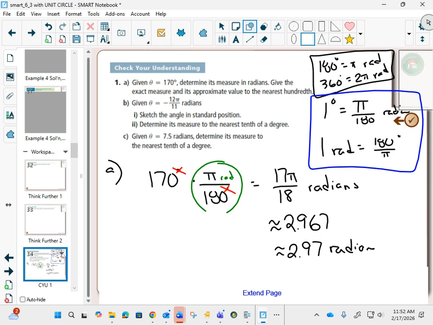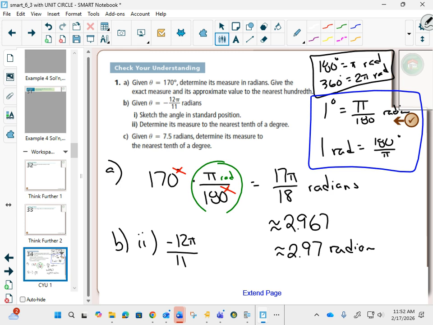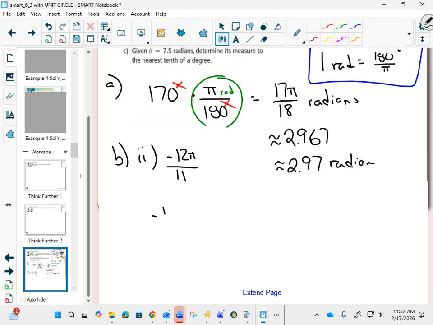We're going to do the second part first. We want to convert negative 12 pi over 11 radians to degrees. So if I have negative 12 pi over 11 radians, I'm going to multiply by 180 over pi, because my radians would then cancel out, to switch it to degrees.